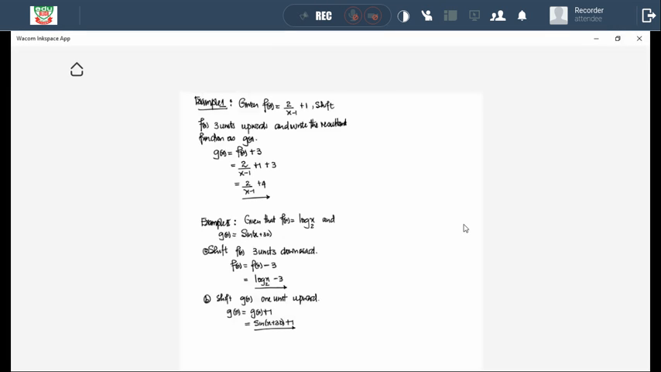I'm going to stop there for now, and I'm going to look at shifting functions either to the left or to the right in the next class.